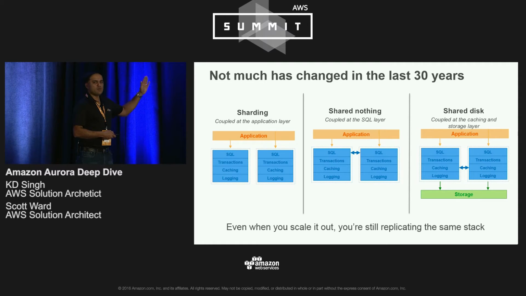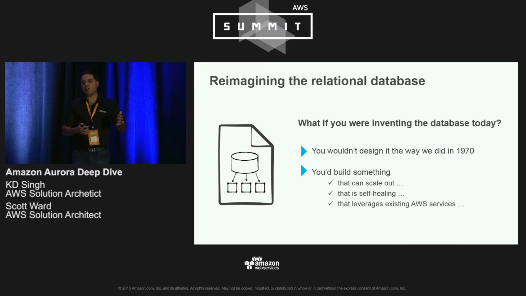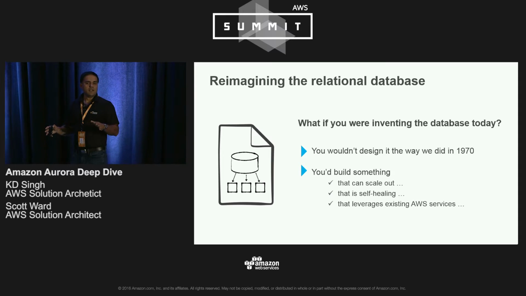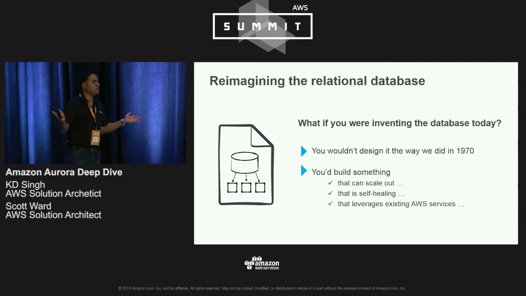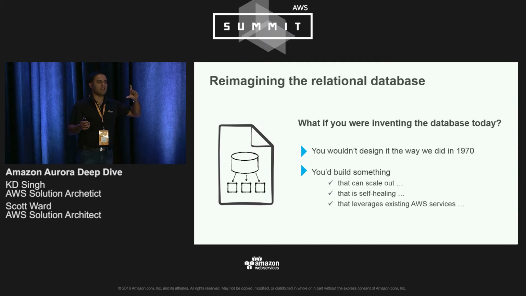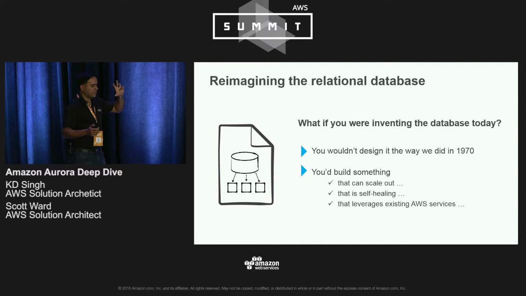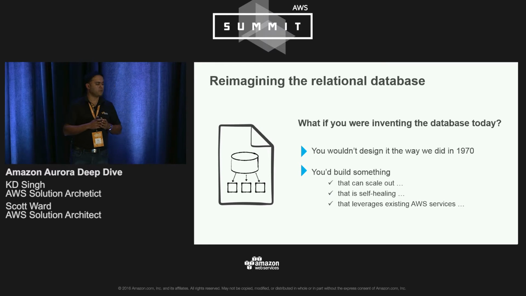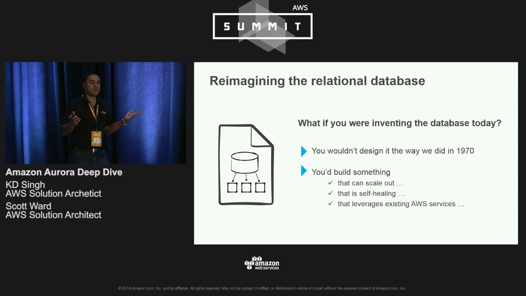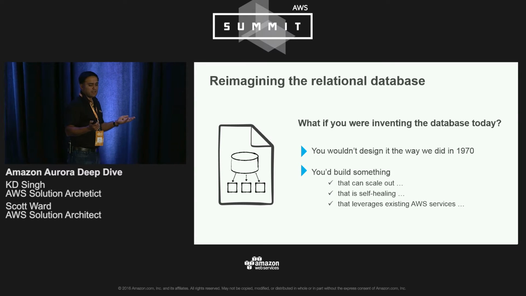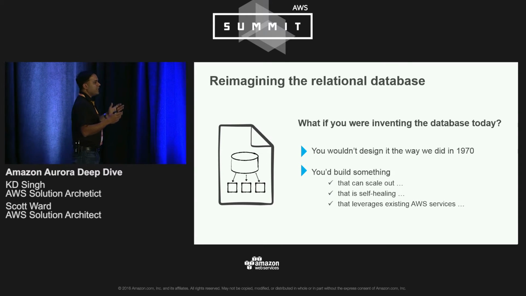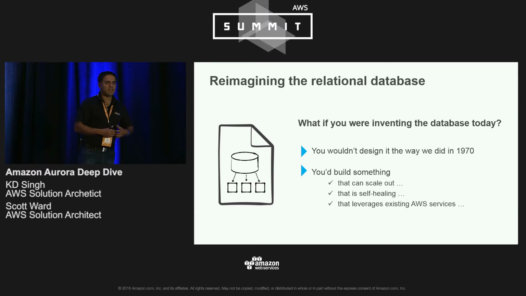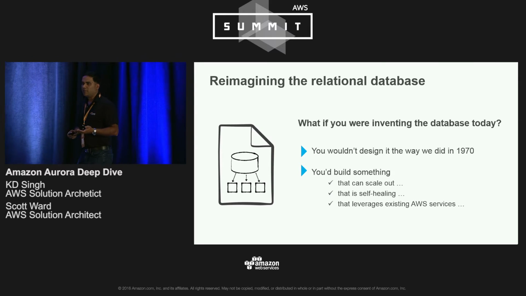But this is how things were done in the old world. Now imagine if you had to design a database today. What would you do? You would design something that can scale out easily. If you have monolithic tiers of your application all running in a single box, that's not a good pattern to follow. You want to design something that can scale out. You want to design something that is self-healing. And you want to design something that can leverage other modern services available in cloud platforms. So you'll actually design something like Aurora.